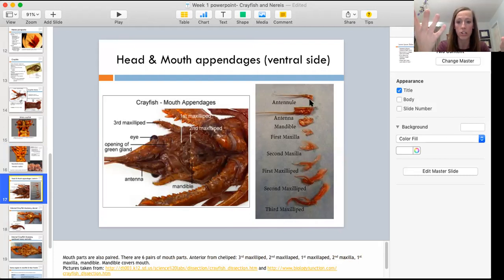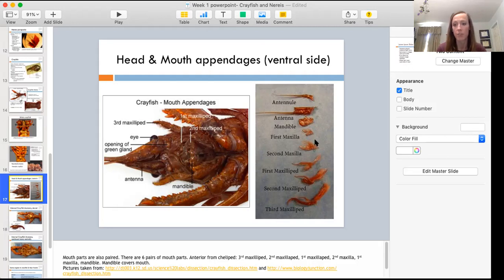The most rostral are the antennules and the antennas. The antennas are the larger ones, and the antennules are smaller. And then the other ones shown here are very, very small, and they cover the mouth. So the mouth, again, we're looking at the ventral side of the crayfish. The mouth is here, and it's covered by all of these pairs of mouth parts, mouth appendages.